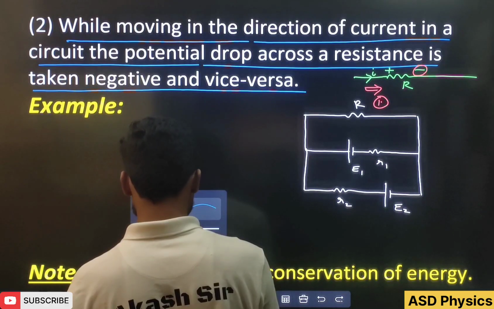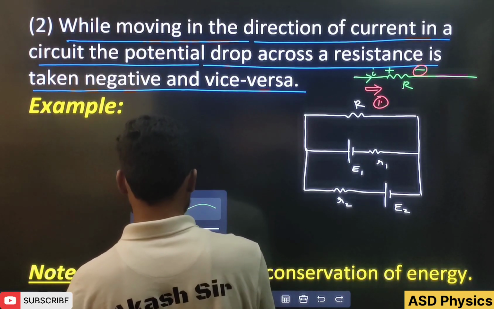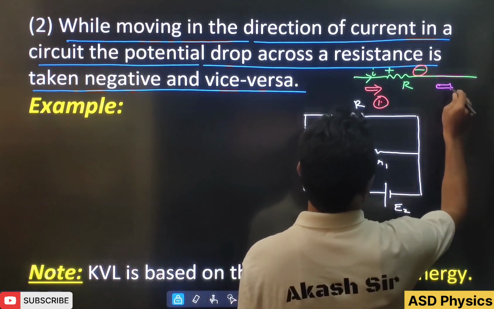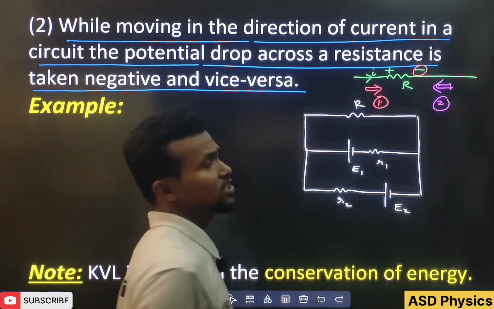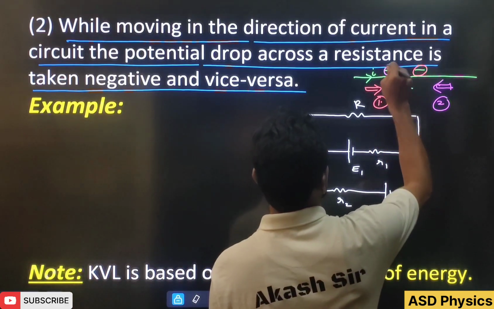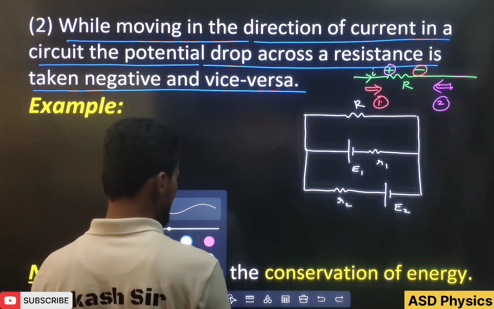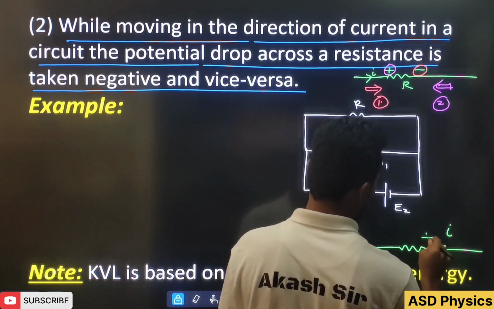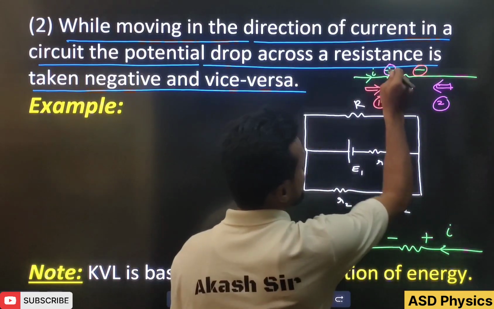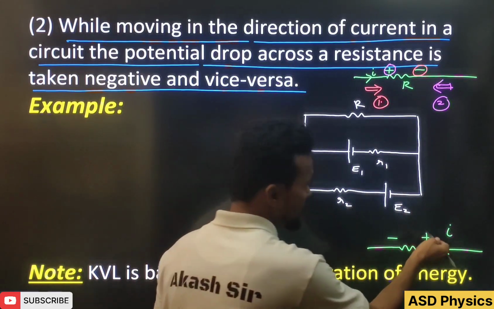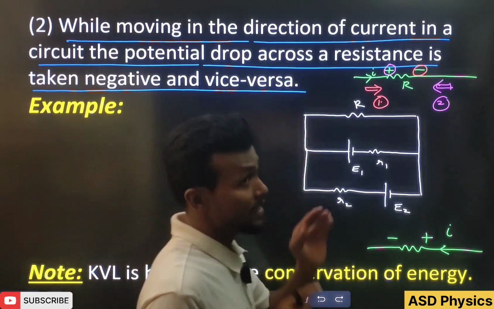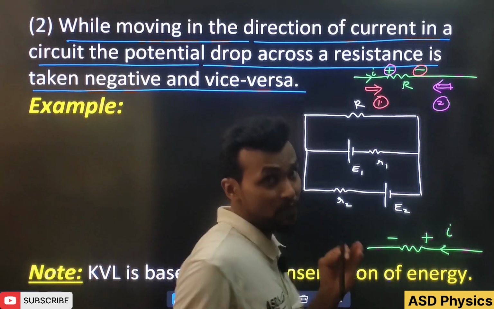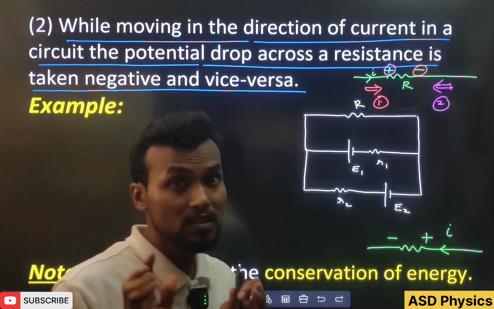If, students, you are moving in the opposite direction, let's take this direction here. See, the color is not coming. If you are moving in the opposite direction of the current, then you will take the plus sign, okay? And one more thing, students, please remember: if the current is going like this, this is plus, this is minus. If the current is going in the opposite direction, then plus and minus are reversed. And as I told you, when you are going in the direction of the current, the second sign is minus. If you are going in the opposite direction of the current, the second sign is plus. I hope this is very clear.